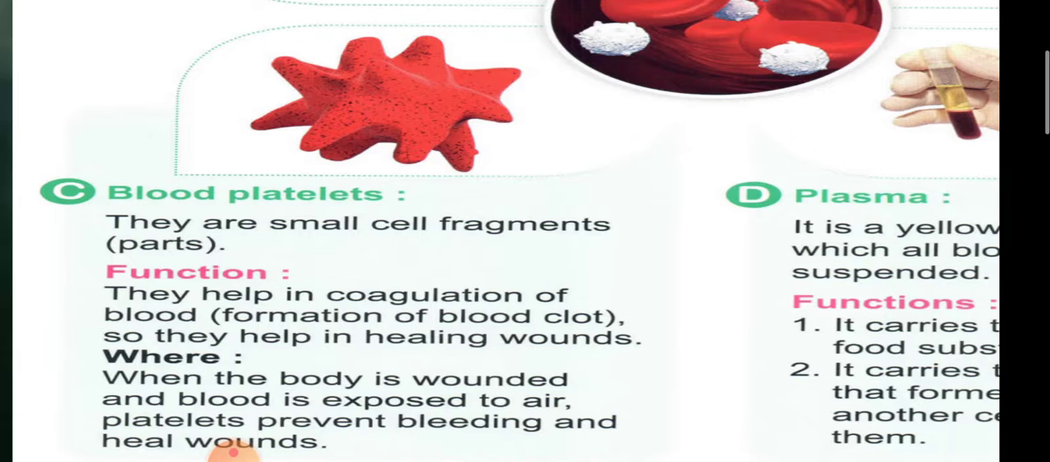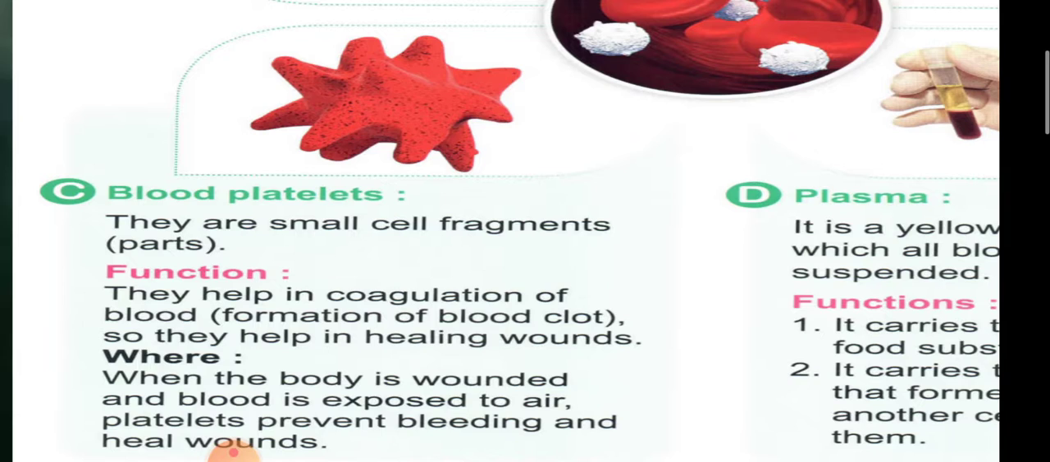Look, if your body is wounded, we have some bleeding. Does this bleeding continue without stopping, or after a while does it stop? Yes, after a while it stops. Why does it stop? It stops because the blood forms something called blood clots, or coagulation of blood. So if we don't have the blood platelets inside our blood, we will continue bleeding without any stop.